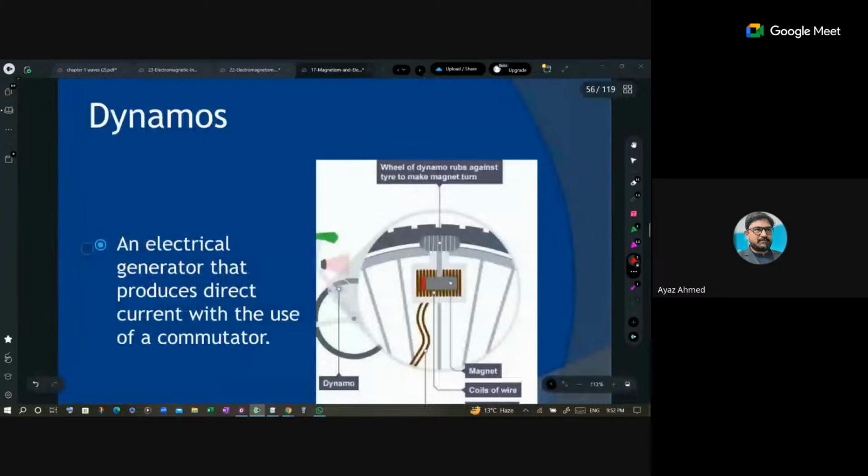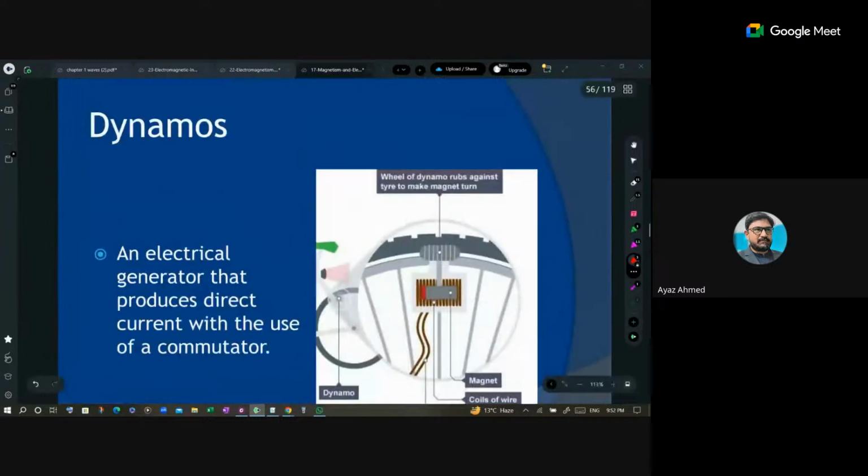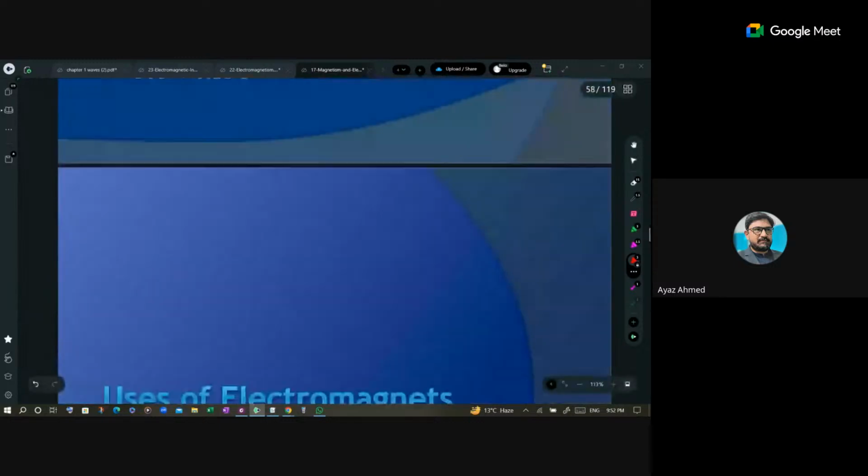Then the dynamo in your cycle: when you rotate the tire of your cycle, it produces light. That uses the permanent magnet. The permanent magnet is also used as the tip of this screwdriver, as I told you. Then we use door catchers or door holders. They are all permanent magnets.